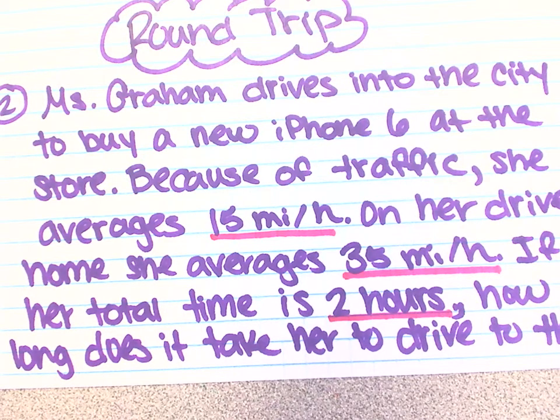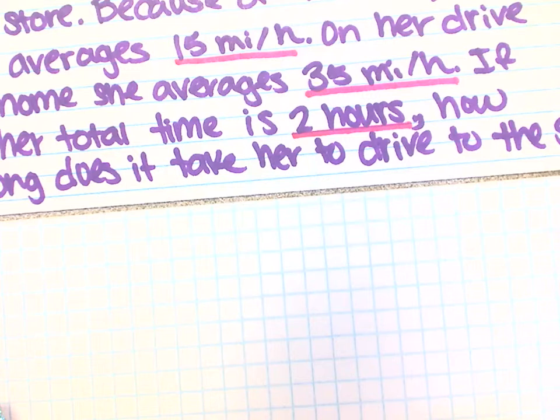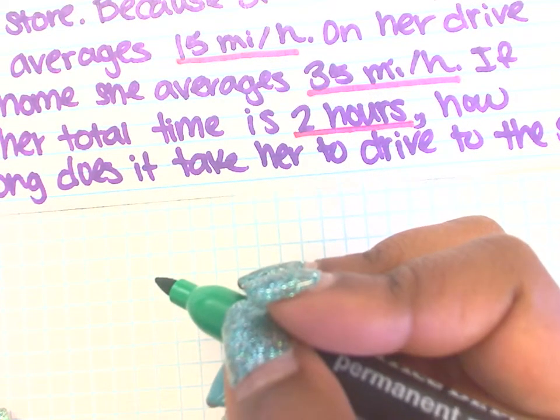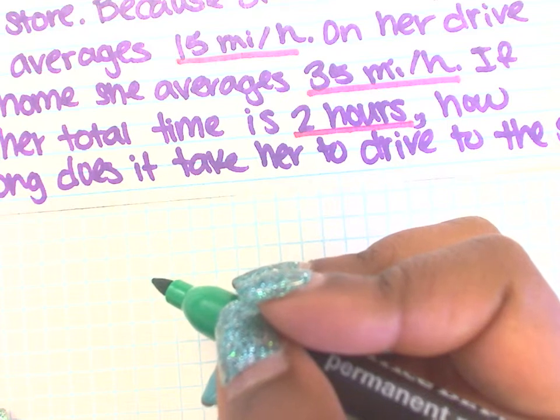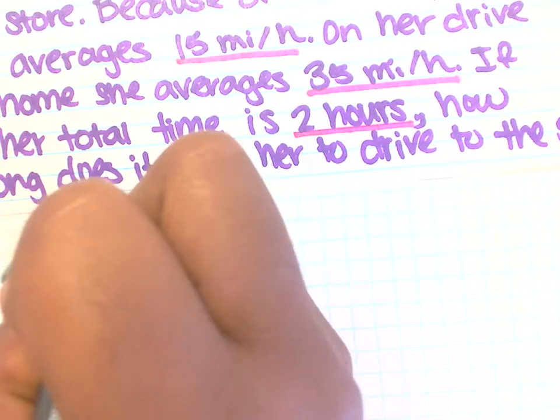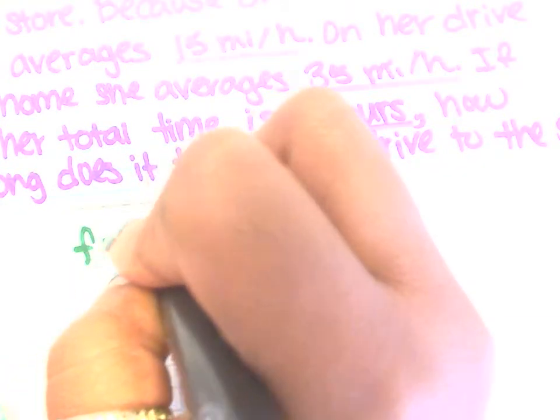Okay, so now I need to make myself a little key. What do you want to call my driving time? What variable do you want to give it? F? Alright, F it is. F is going to equal my driving time to the store.